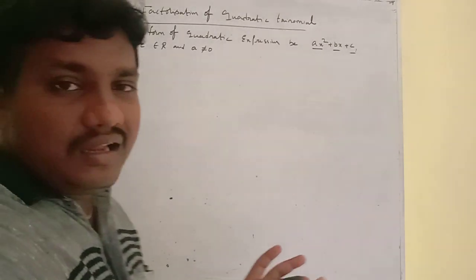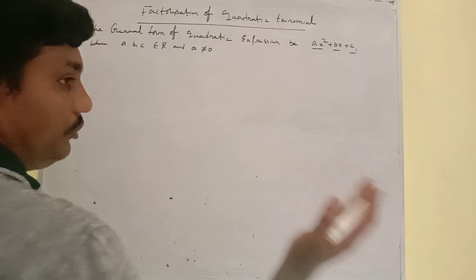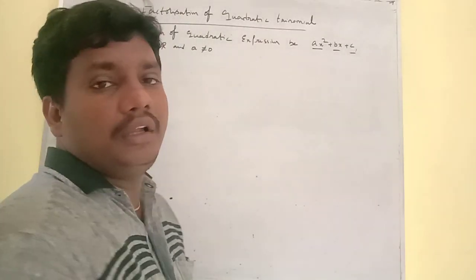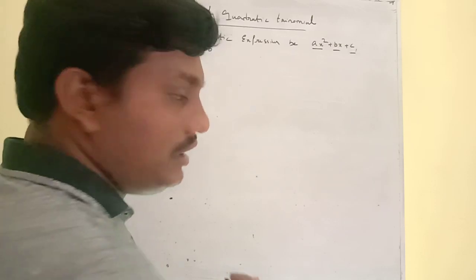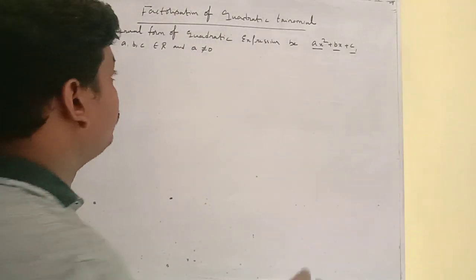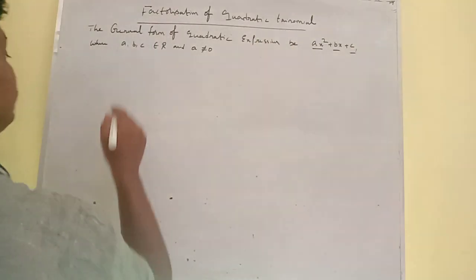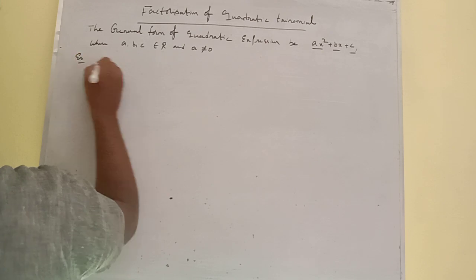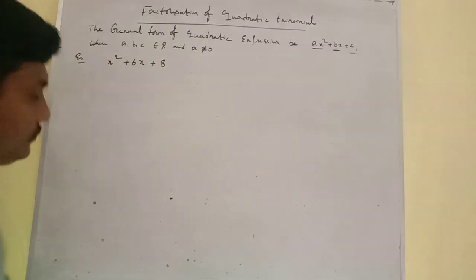How to factorize the quadratic polynomial? By splitting the middle term. Let us see. In the previous video we solved one question, x square plus 6x plus 8, by the difference of squares method. Now in the same question we are going to find the factorization of the quadratic trinomial. So first, example 1: x square plus 6x plus 8.